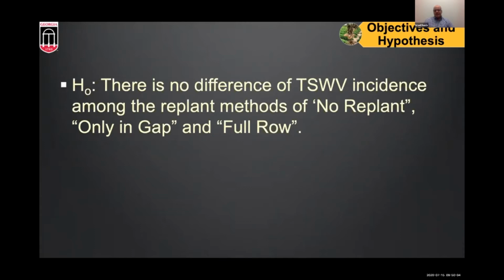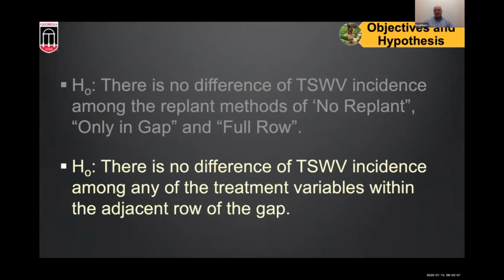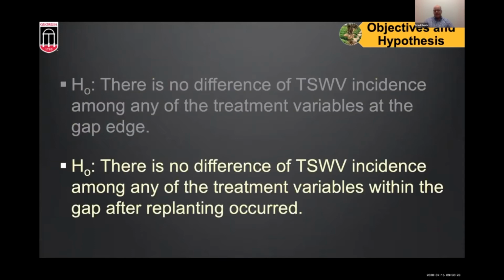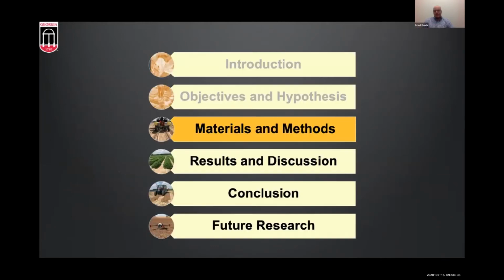And for the second objective, there is actually three hypotheses. There is no difference of TSWV incidence among any of the treatment variables, which we'll mention later in the materials and methods section, within the adjacent row of the gap. There is no difference to TSWV incidence among any of the treatment variables at the gap edge. And additionally, there is no difference of TSWV incidence among any of the treatments within the gap after the replanting had occurred. We'll now move into materials and methods.